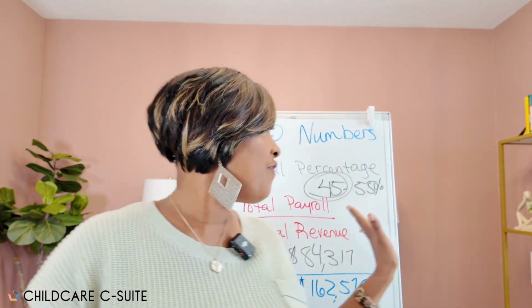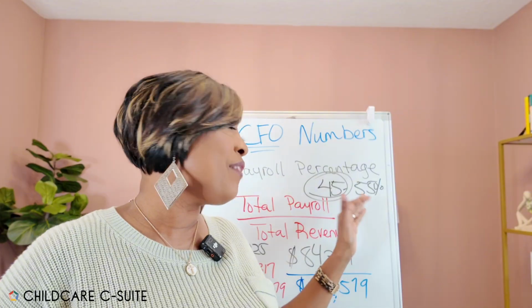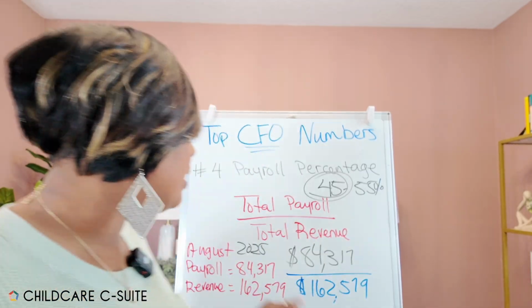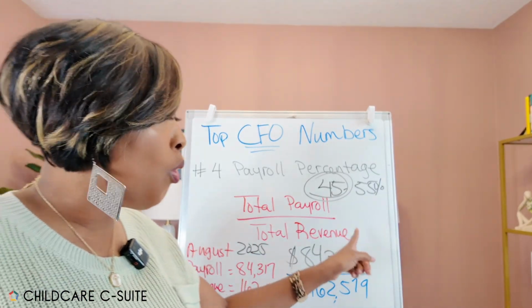Again, 45 to 55%. If you're at 55, I'm going to be honest, I think that's high. I really would want you to be no more than 50, 51 if possible. But if you're at 55, okay, let's see where we could cut. Can we reduce some hours? What can we do to bring that number down? Or can we increase the revenue? Either I'm going to decrease the payroll or increase the revenue. That's how you have to manage your money.